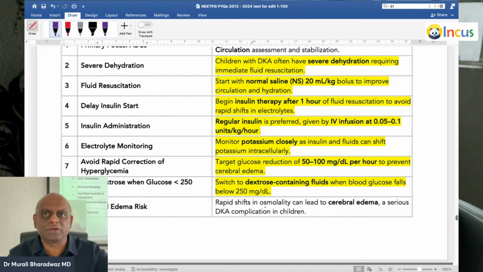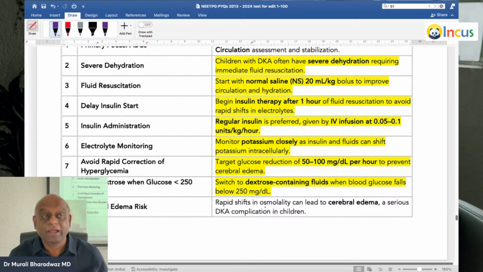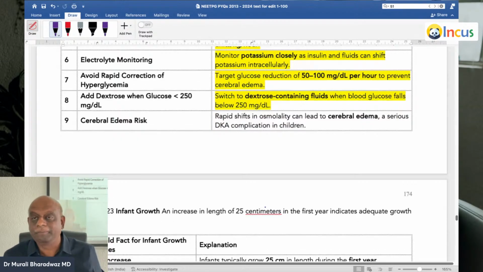The moment you start insulin therapy, all that low potassium will move into the cell and plasma potassium levels will fall. That's the reason that after the DKA patient is started on insulin therapy, you need to go back and check his serum potassium after 4 hours and then replenish it. That is a very, very important rule.